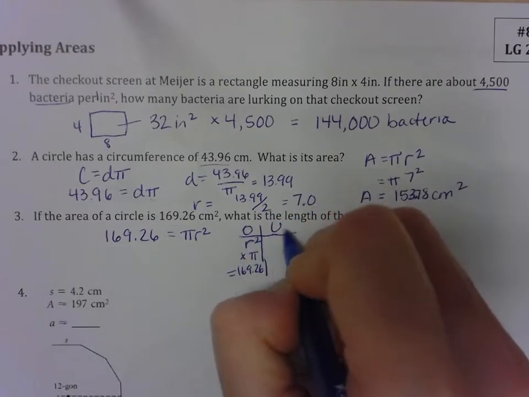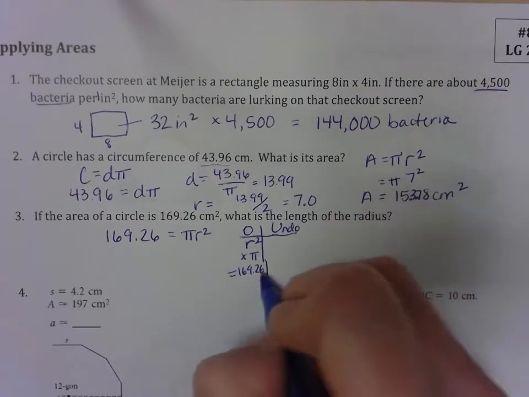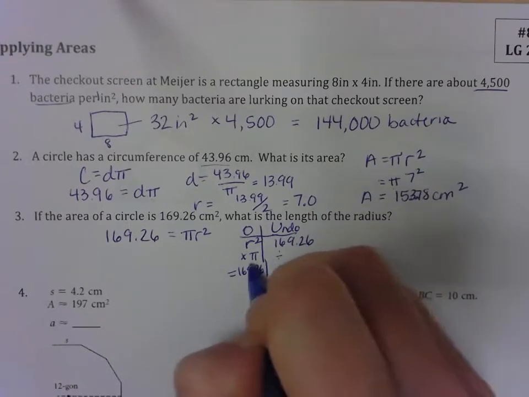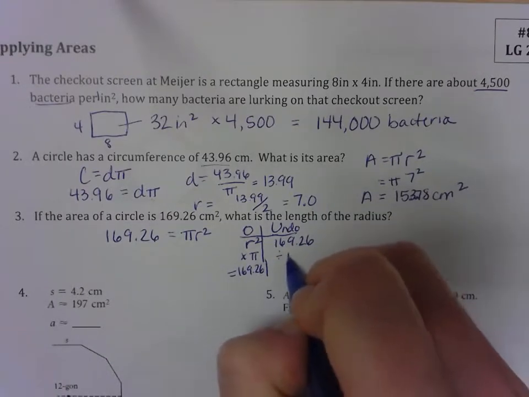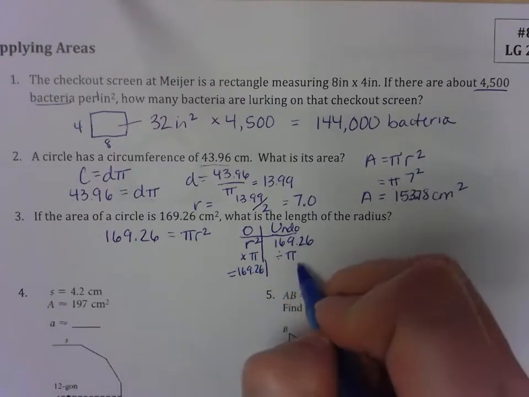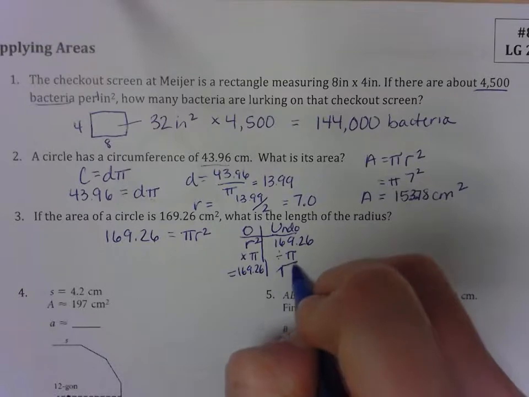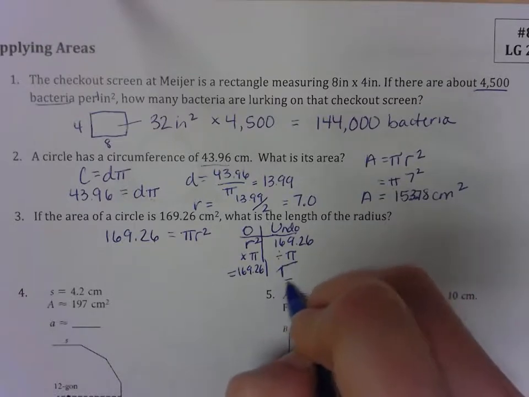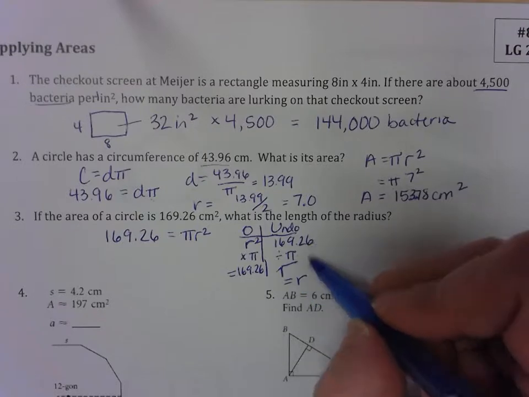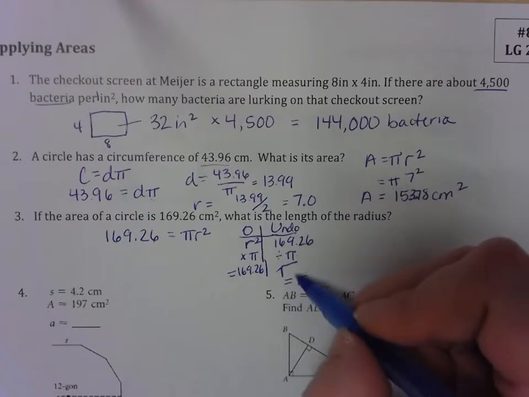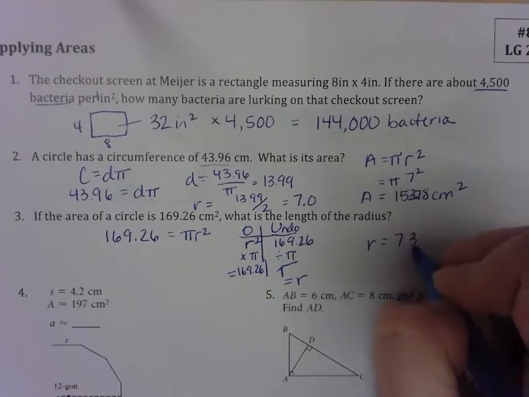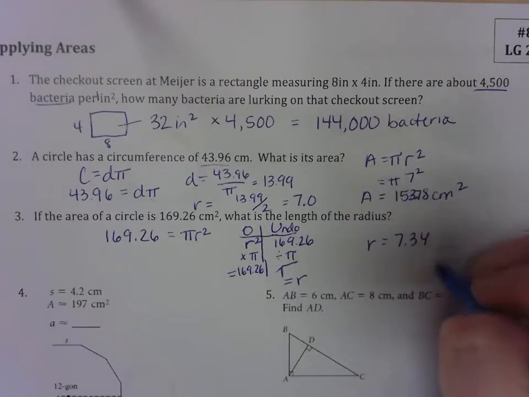To undo it, now I need to start off with 169.26. I need to undo multiplying by pi, so I have to go backwards. And then undoing squares, you square root. So you would square root, and that's going to equal the radius. So when you do that, 169.26 divided by pi and then square root it, we get 7.34 centimeters.